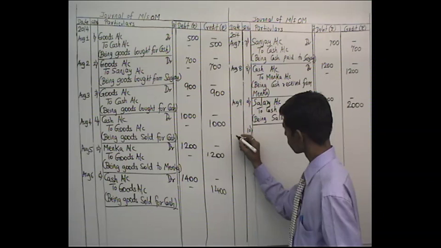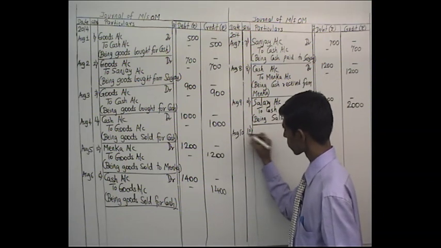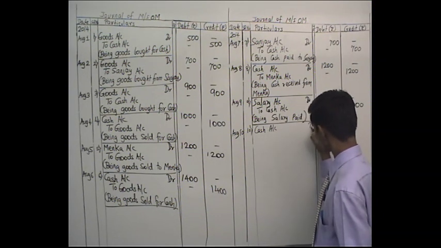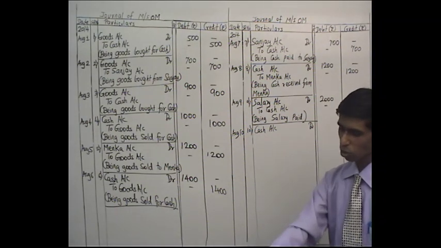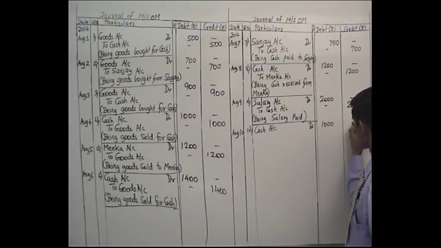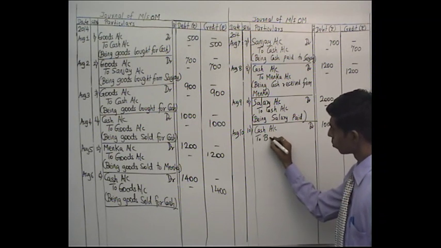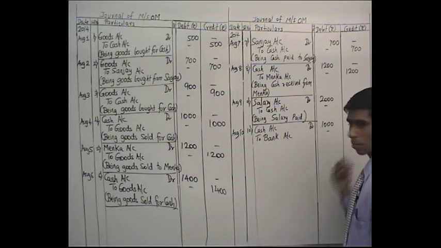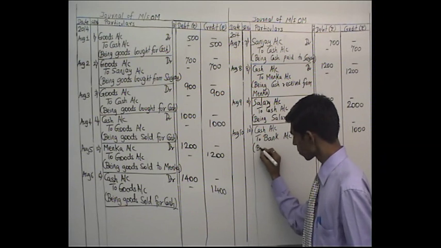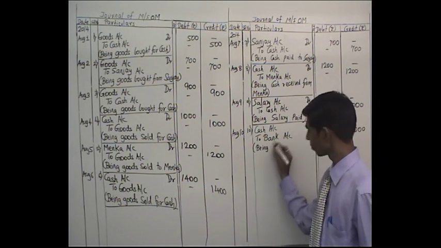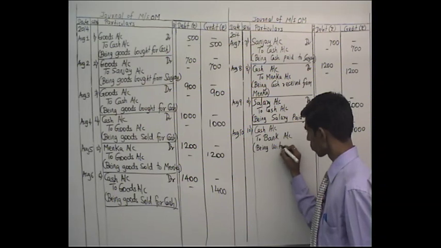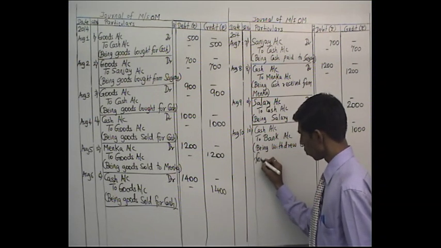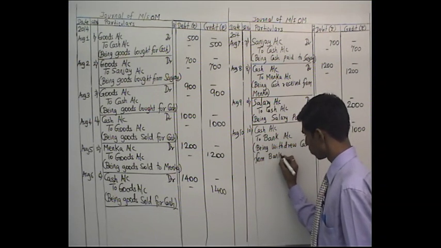My entry comes to, write down the date first. My entry comes to cash account debit, that is 1000 to bank account 1000. Narration, being withdrawn cash from bank.